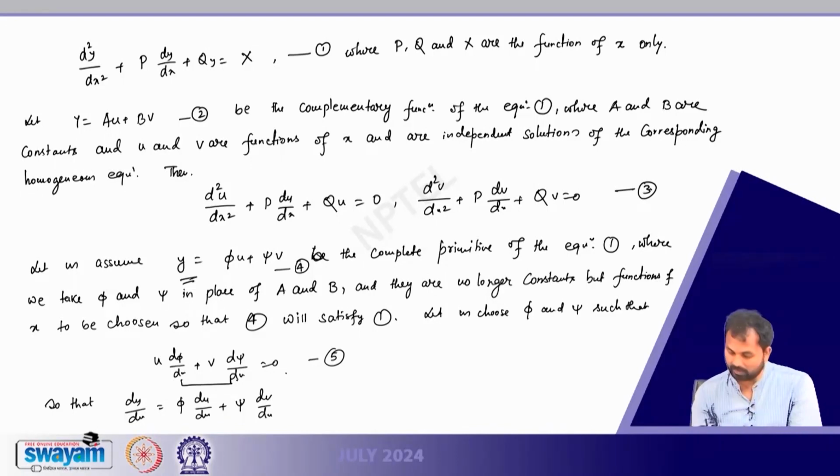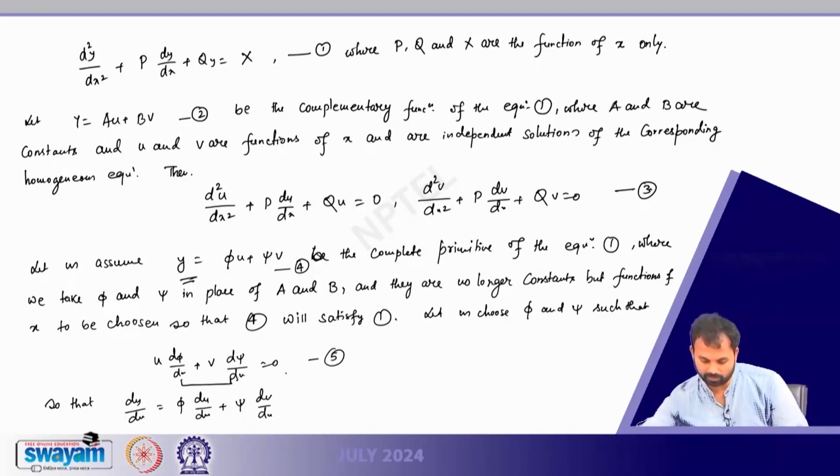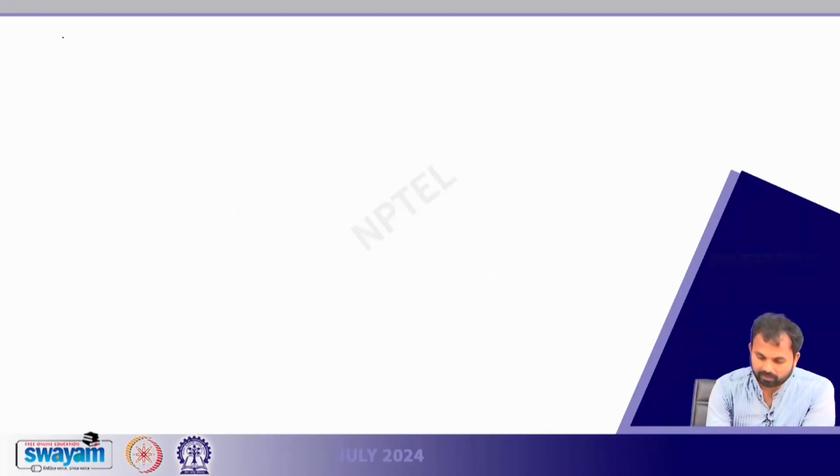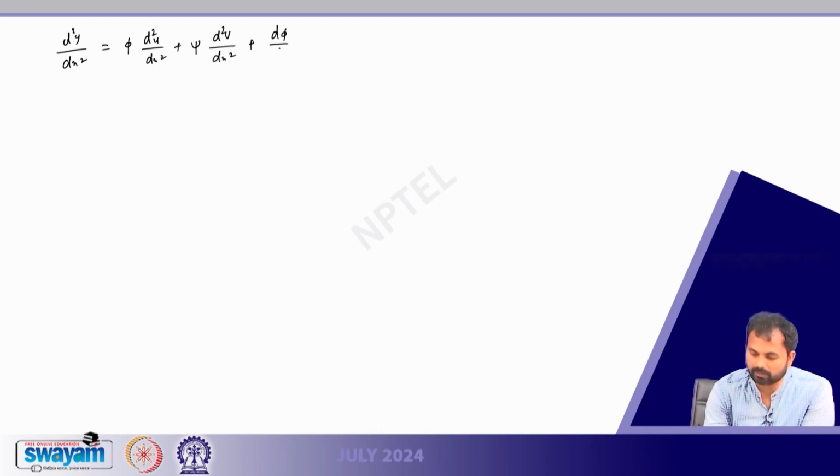Now, if I differentiate this again, then it will become d square y by dx square equals phi d square u by dx square plus psi d square v by dx square plus d phi by dx into du by dx plus d psi by dx into dv by dx.